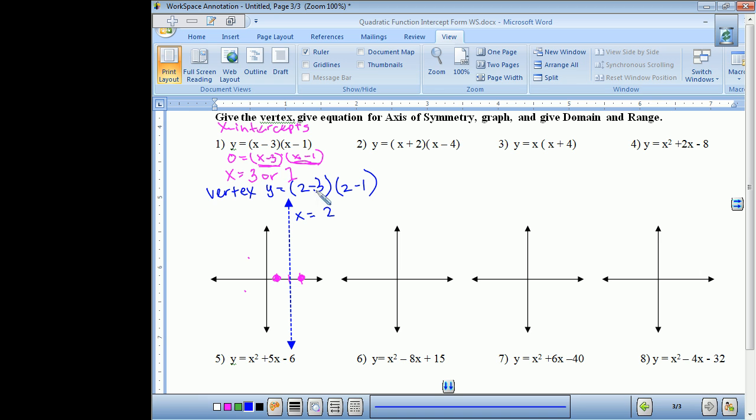-1. What is 2 minus 3? -1. What is 2 minus 1? +1. And what is -1 times +1? -1. So our vertex is at the point 2, -1. So what we can do is come down here to the point 2, -1, and plot our vertex. And then we can sketch our graph. It looks like this.